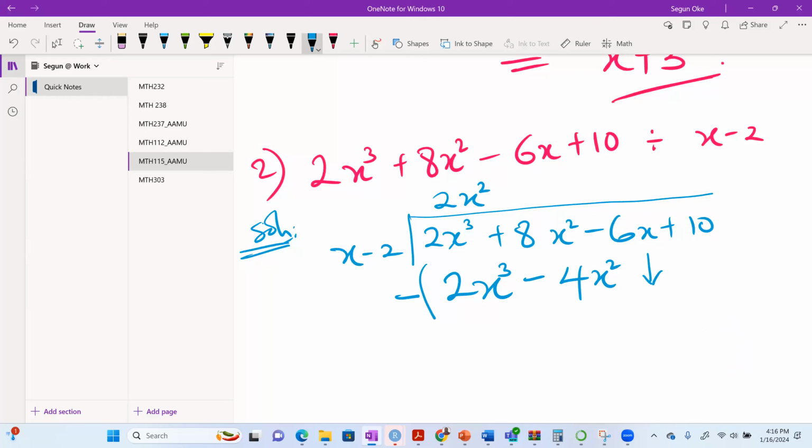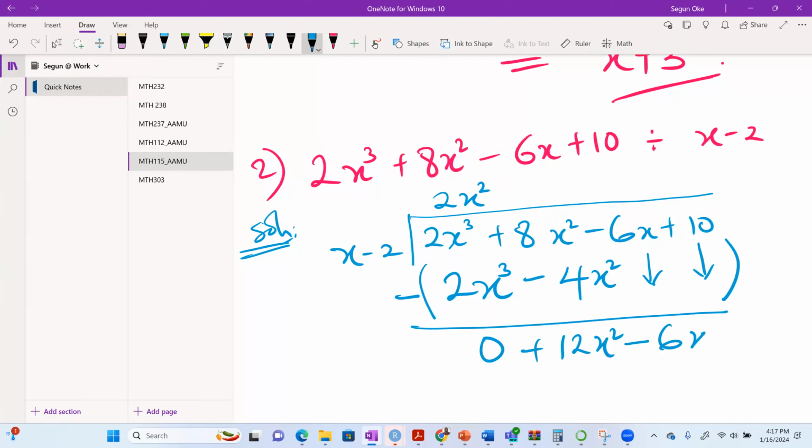So we have this one coming down. So how do we solve this? Underline this. 2x cubed minus 2x cubed will give me 0. Then I have negative here. Minus times minus will give me positive. That is 8x squared plus 4x squared will give me plus 12x squared. Bring your negative down, minus 6x. Plus 10.